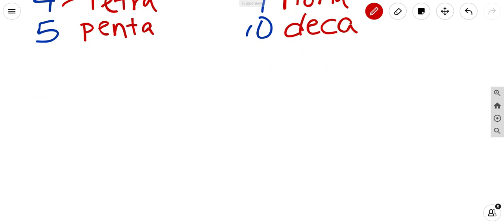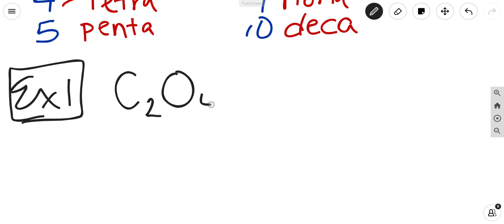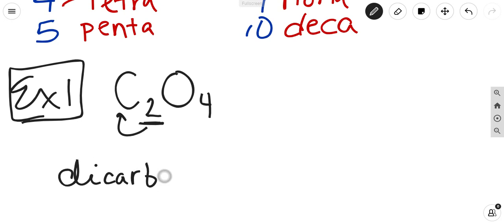So keep those prefixes handy, and if I'm going too fast, pause the video to catch up. All right, so example 1. Let's say we have something like C2O4. We use some prefixes. What's the prefix that means 2? Di. Di what? Dicarbon. What's the next prefix? 4 is tetra.